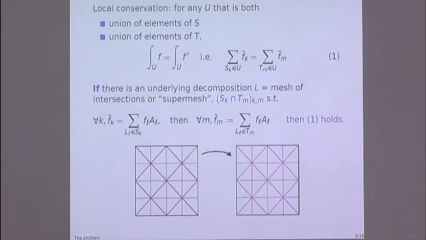So this was a global conservation. You can also have notions of a local conservation. For example, if you have a subset of the mesh, called U, that is both a union of elements of the source mesh and a union of elements of the target mesh, you want the same requirement on U: that the mass is the same on this local patch.